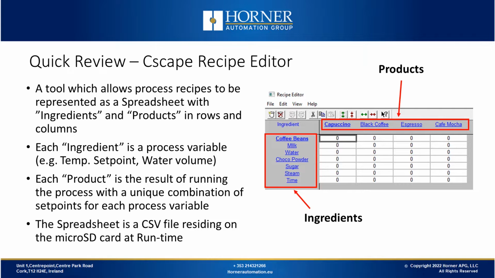The spreadsheet that you're using in the recipe editor is a CSV file that resides in the micro SD card at runtime. So on the machine, when you want to run a new product, you're loading a recipe from the memory card from that CSV file, and the machine will run that to produce the product.